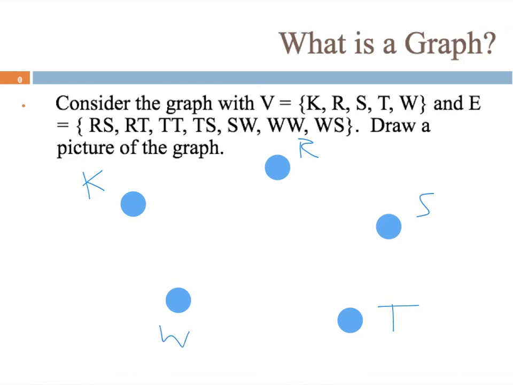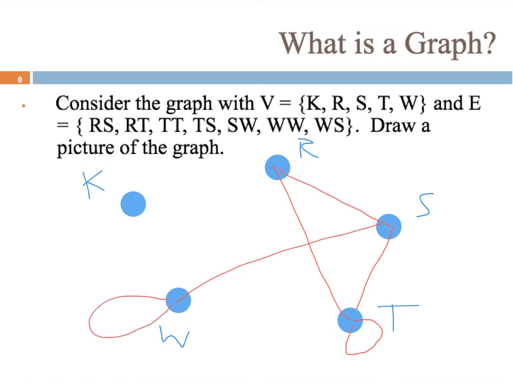Now the edges are represented by RS, so R and S are connected. We have RT, TT, so in that case we're going to have a loop, TS, SW, WW, we have another loop, and WS. WS, we're going to have those multiple edges there. So there's 2 times where W and S are connected. And notice that K is out there alone as an isolated vertex.